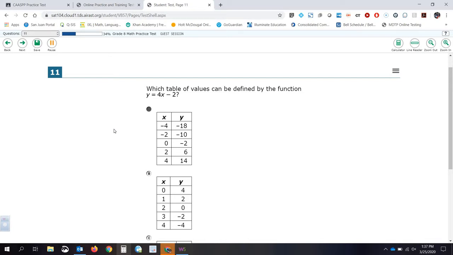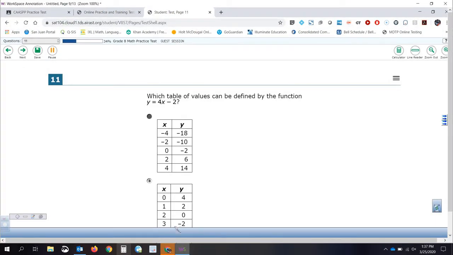First problem says, which table of values can be defined by the function y equals 4x minus 2? So before we take a look at our choices, let's take a look at the equation we were given and remind ourselves what it means. Y equals 4x minus 2. What does that equation say? It says if you want to know what y is, take x, multiply it by 4, and subtract 2.